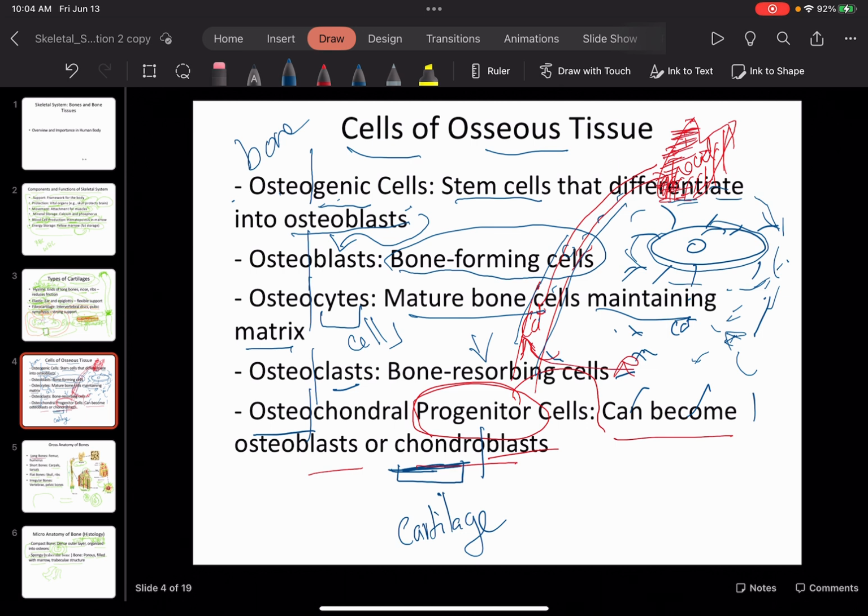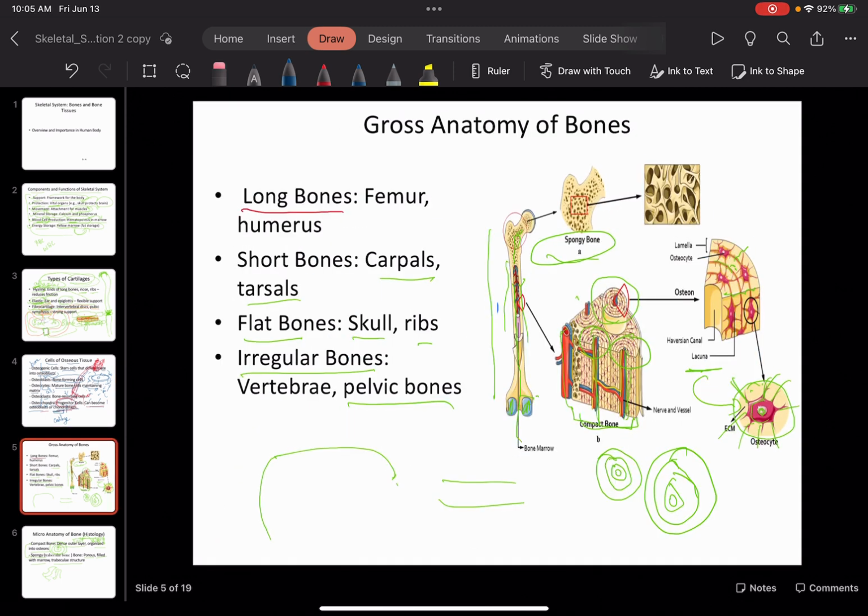Then next one is osteochondral progenitor cells. Progenitor, when you hear that, it's some stem cells that can be differentiated into certain cells. They can become osteoblasts or chondroblasts, so they can differentiate into bone cells and cartilage cells. So these are the different types of bone cells. Each one has a different function. Make sure you write it down and study.